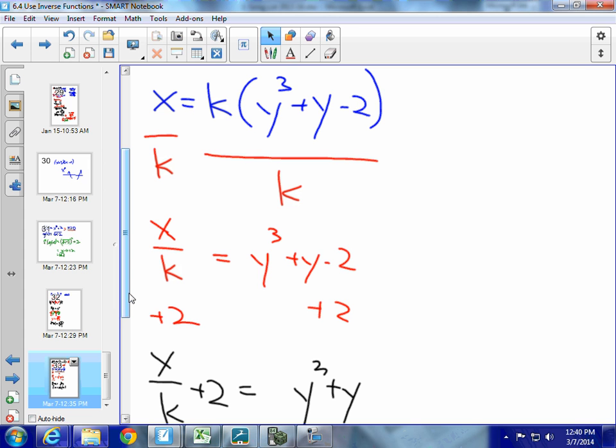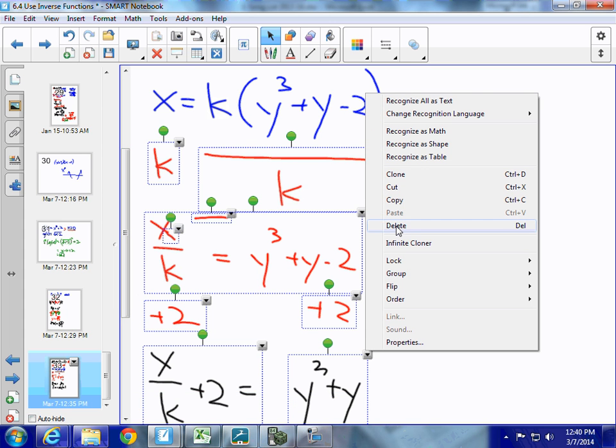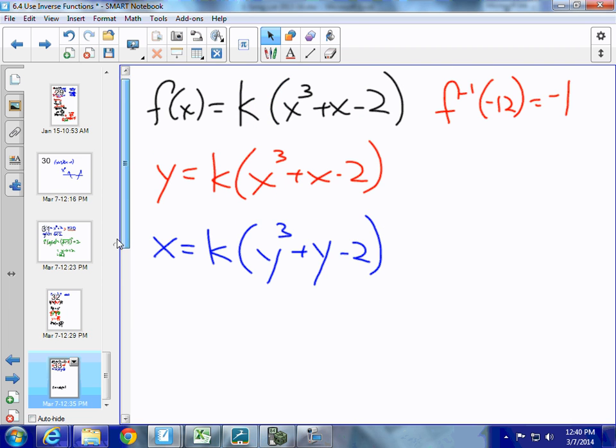You sure? Okay, so I see that I'm stuck, and I really don't know what to do. So what I'm going to do is take all of these things here and delete them. I'm going to go back to where I said, this is my inverse function. I switched my x's and y's, didn't I? And it's telling me that in my inverse function, if I have negative 12 for x, I should have negative 1 for y. If I evaluate my inverse for negative 12, I should get negative 1.